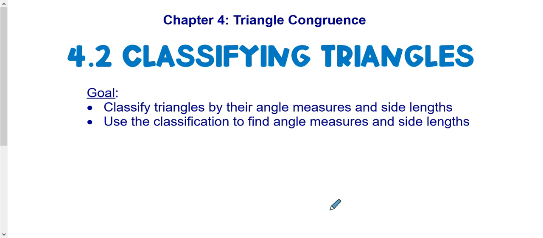This video is going to start off our new chapter for us, which is all about triangle congruence. And so this first section is actually 4.2, so we're skipping 4.1 in case you noticed. In this first section, we're just going to be introducing ourselves to different types of triangles, learning some different names of the different triangles, and using that to find missing angle measurements and side lengths.